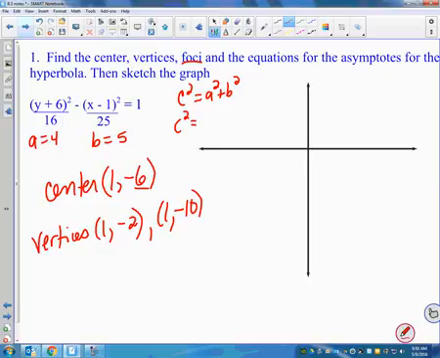Yeah, because that's not going to change, right? It's going to be on the same axis. All that's going to change is it's moving up or down. So every time on the vertex, either the X is going to stay the same or the Y, depending on where you're moving it.